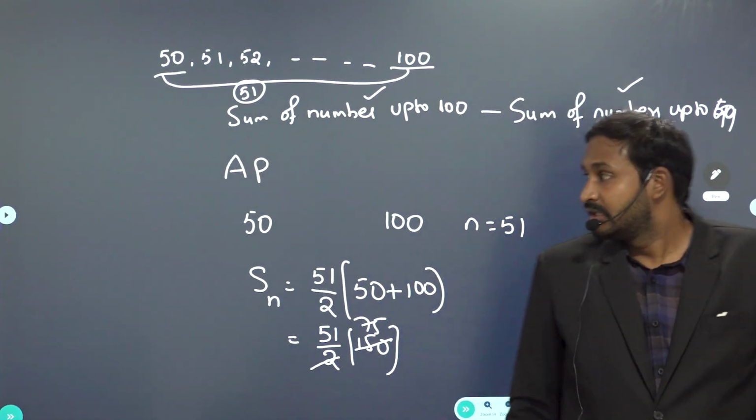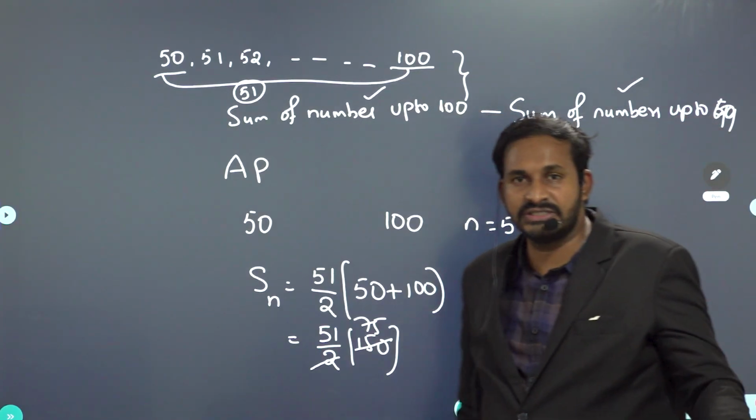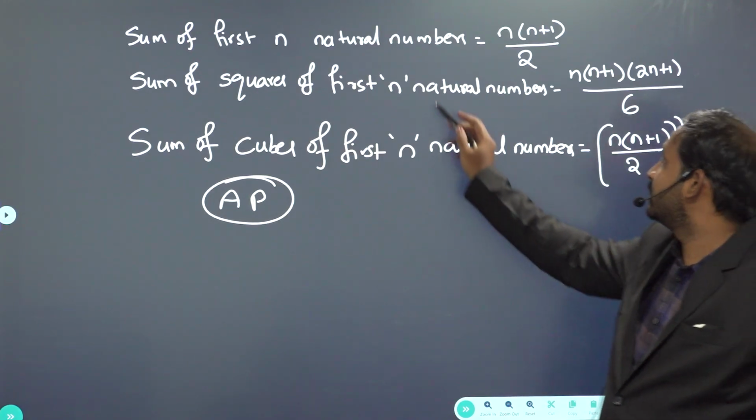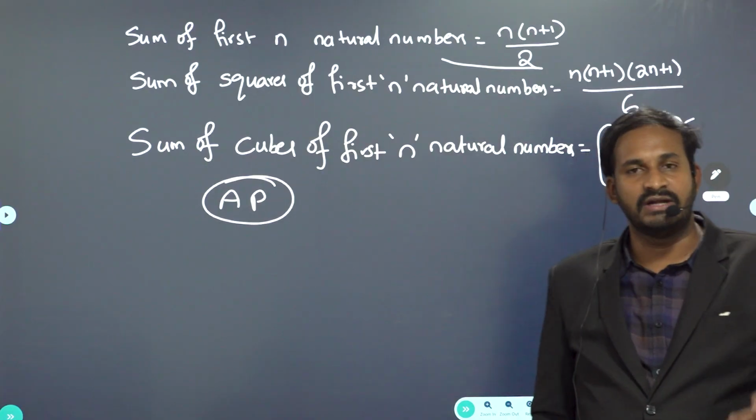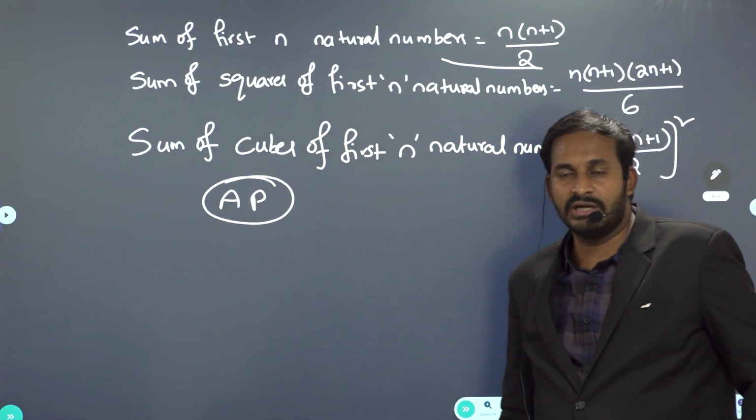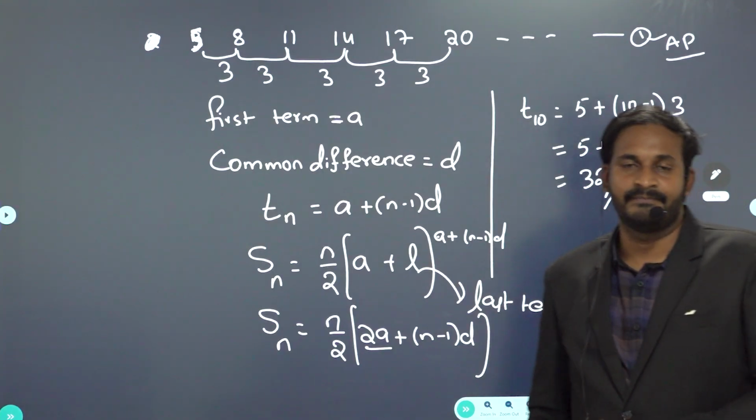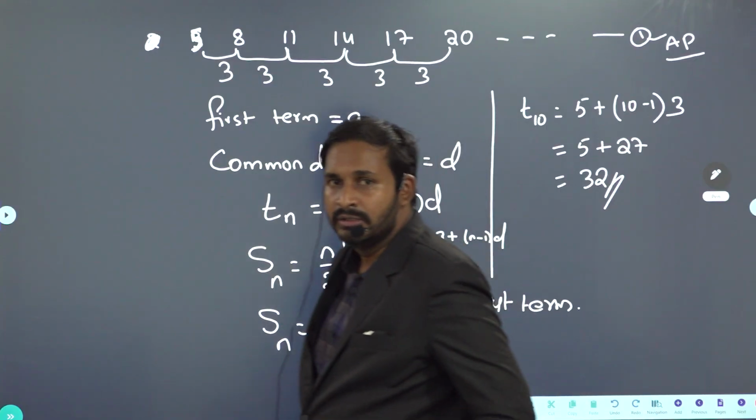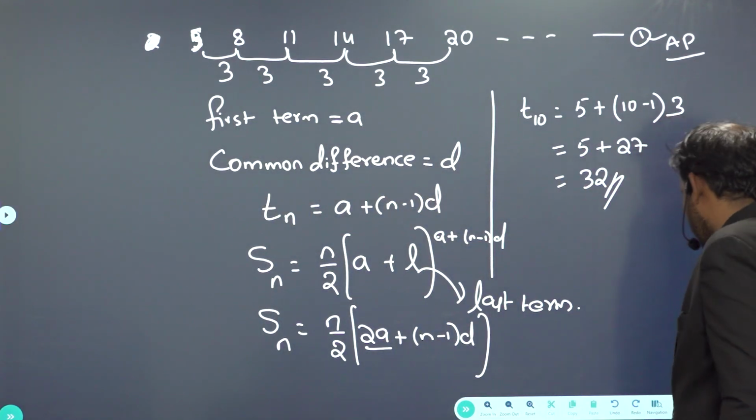That means if a range is given in the middle, for those questions we will not follow the formula for the sum of first n natural numbers. Why? Because it will take a lot of time. You need to find different sums. Instead of that we will follow the arithmetic progression formula, and then we will solve the problems. Okay students, understood? Now we will see some of the problems.